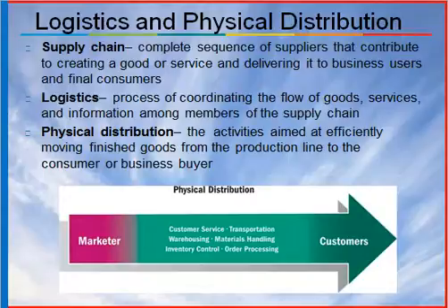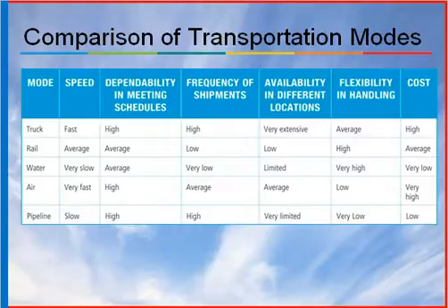As firms look to move products efficiently, another decision is which mode of transportation is best. Here we have a comparison of the 5 different transportation modes based on speed, dependability, frequency, availability, flexibility, and cost. You should readily see that the faster the mode, the more expensive. The mode chosen will depend on the product and the distance involved. Different modes can be combined to find the right balance of speed and cost. Trucks have the highest availability in different locations, since they can go anywhere there is a road. As a result, they are the last leg in many distribution scenarios.